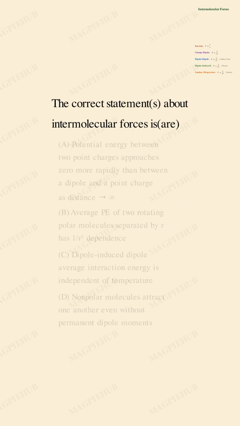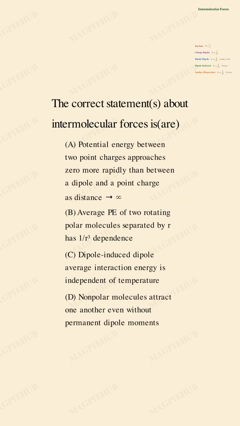The question asks the correct statements about intermolecular forces. Let us read the 4 options. The key concepts are the distance and temperature dependence of various intermolecular interactions. Ion-ion potential goes as 1 over r, ion-dipole goes as 1 over r squared.